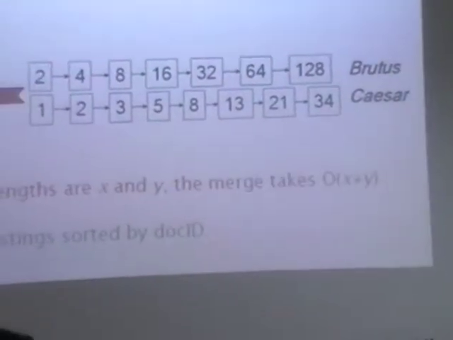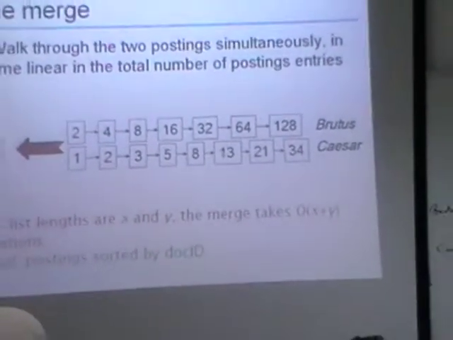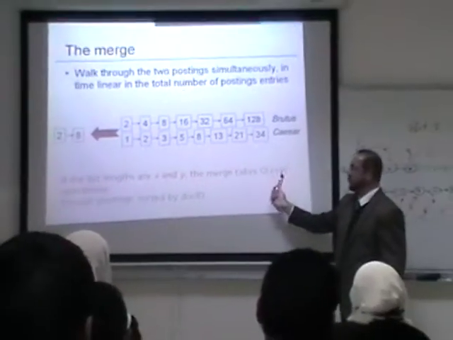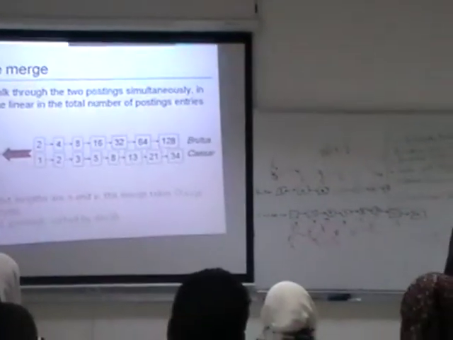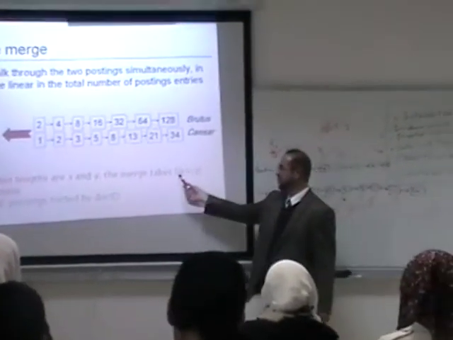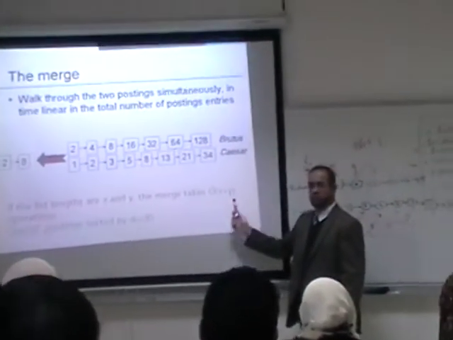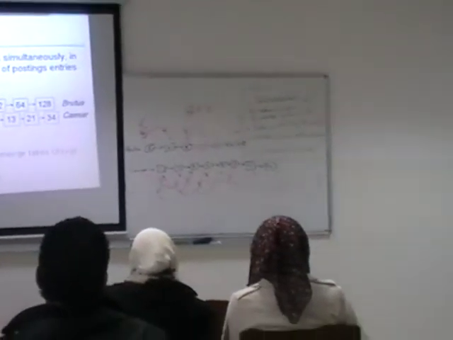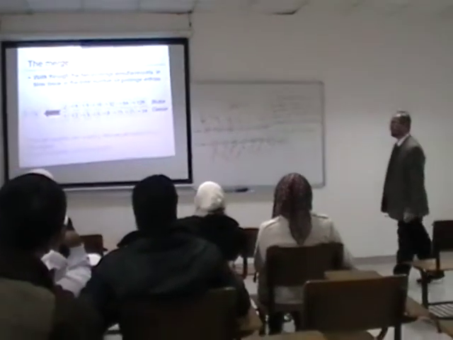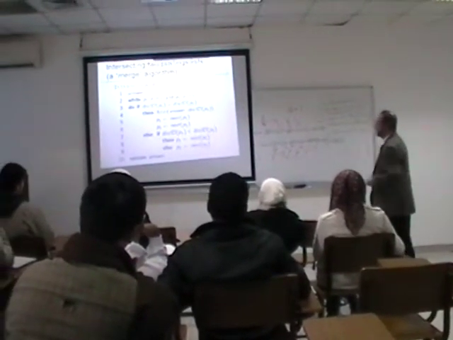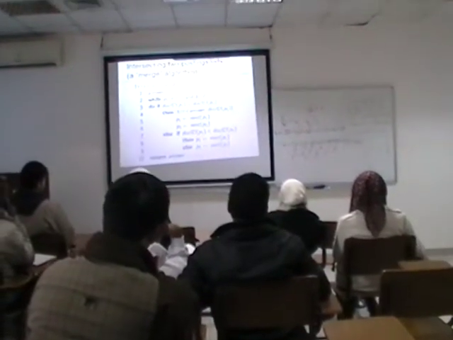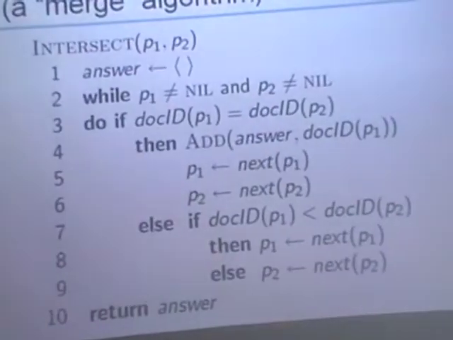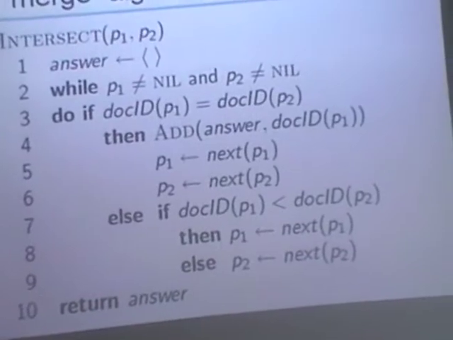So this is the merge algorithm, and the performance of this algorithm is big O of x plus y. X is the length of the first list, and y is the length of the second list. So we can see that this is linear. Big O of x and y, not x squared or y squared, so it is linear. Is it good or not good? It's fast, it's good. And this is the pseudocode for the algorithm. So this is the inverted index, and how we do query processing when we have an inverted index.